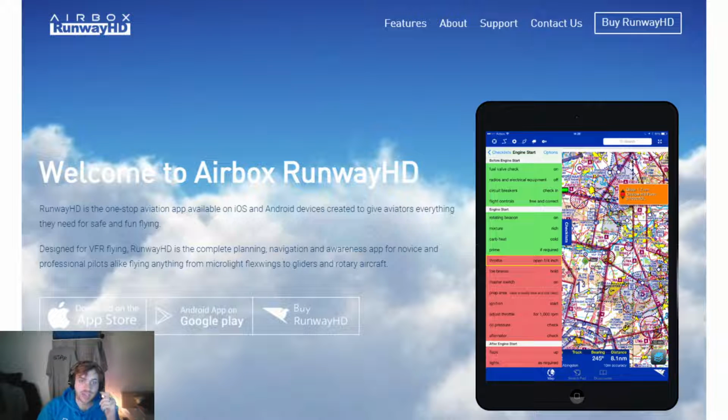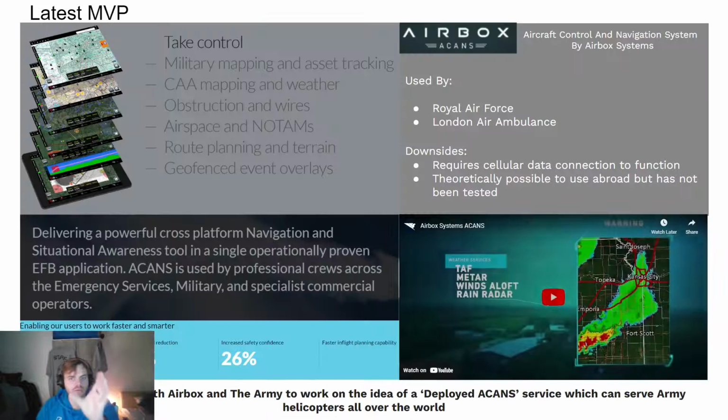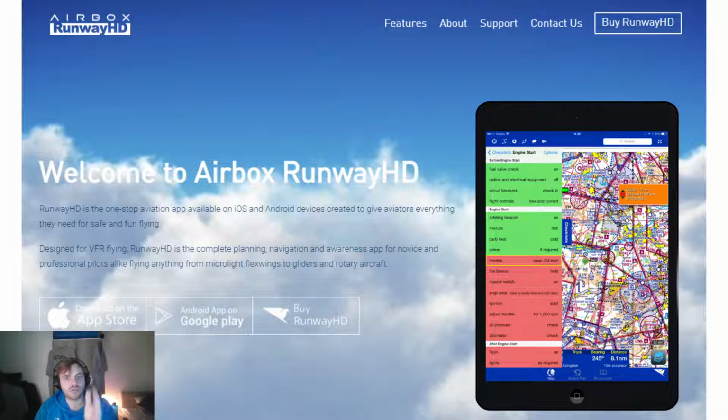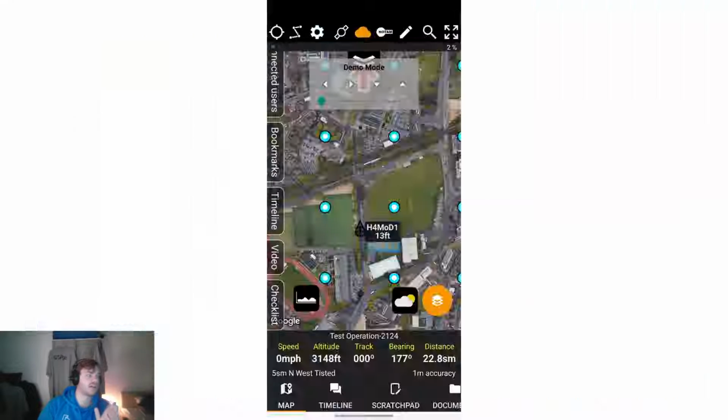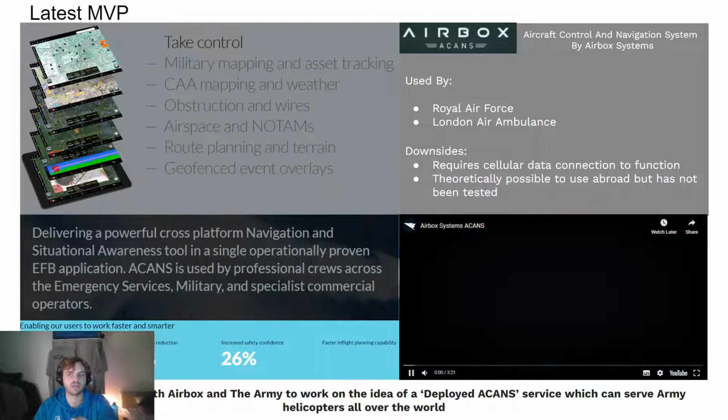Then what we've got here is Airbox even have a commercially available product. So this is more military orientated, the ACAN software. The runway software is for pilots who are flying commercially. Very similar features, but I'm not too sure at the moment, to be honest. But I know that we're focusing on this one because we're trying to solve it for the military.